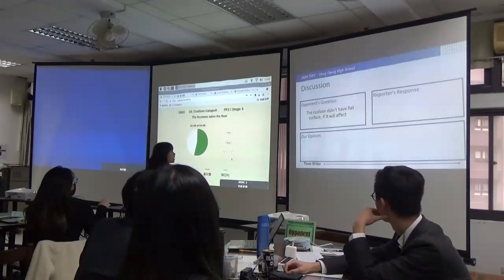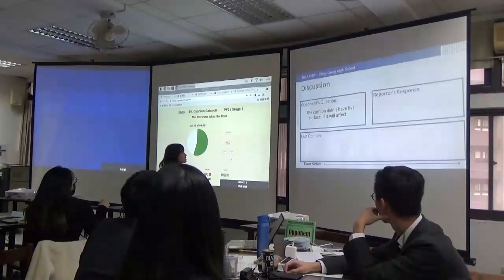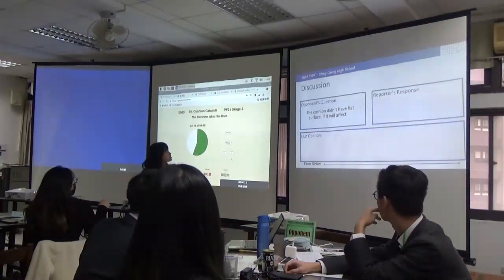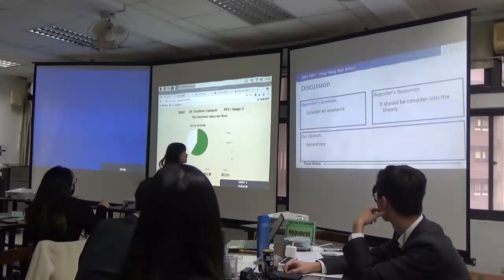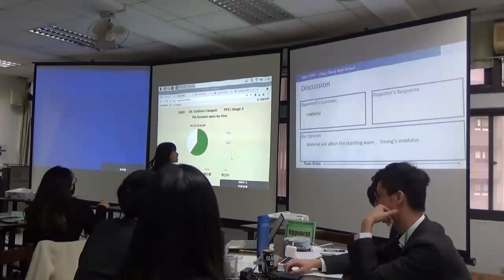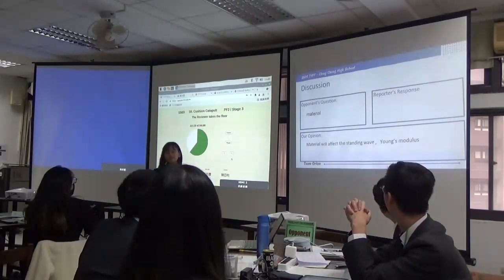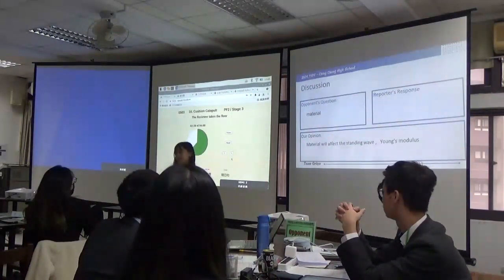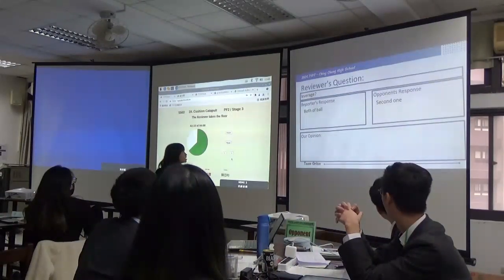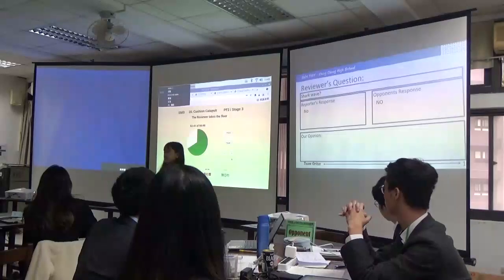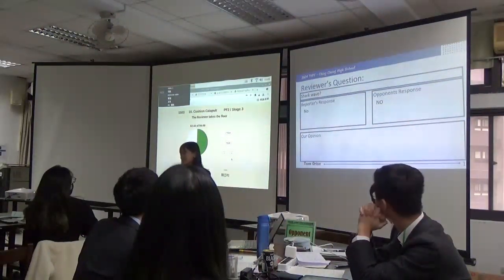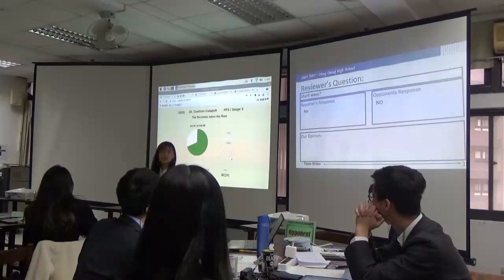The opponents' first question is that the cushion didn't have a flat surface, so it will affect the result, and we agree with the opponent that it will affect. About the material, we also think we have to consider the Young's modulus because it is important. About the shock wave, although they didn't explain it, I think we should consider the shock wave in the cushion.